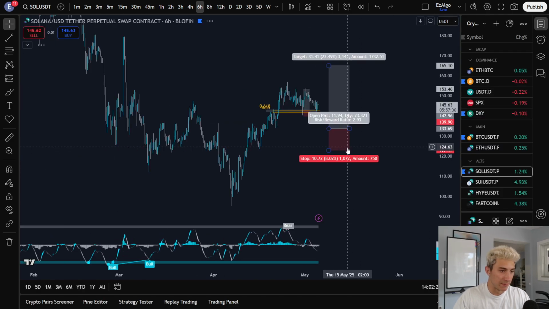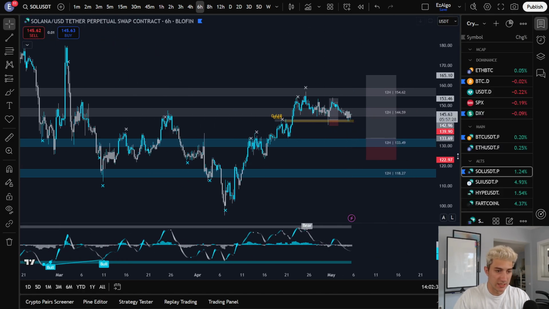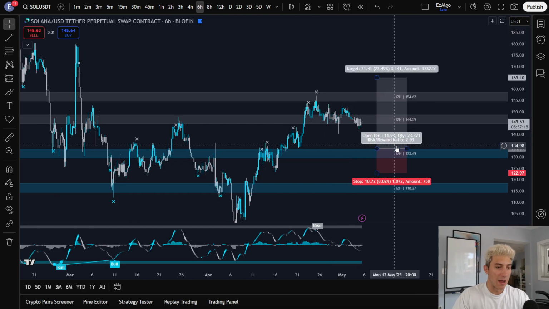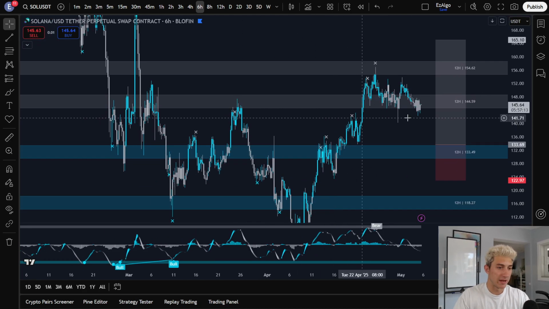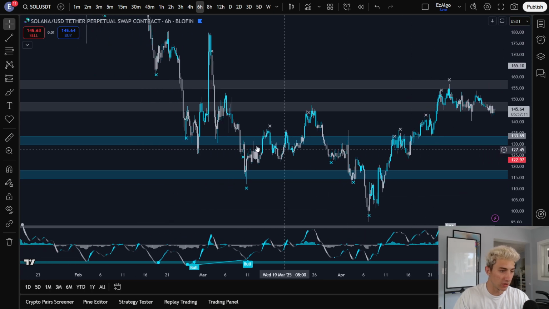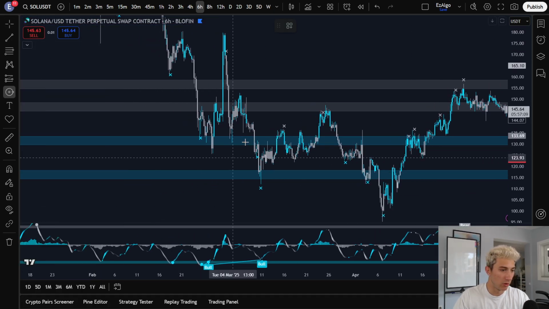Let's look at another example here on Solana USDT. Okay, this is another great example here. I'm looking for a long at this 12-hour support zone on Solana, okay? Again, what is the reasoning behind this? Well, if I look left, this is another key level with price history. This isn't just a random support level.